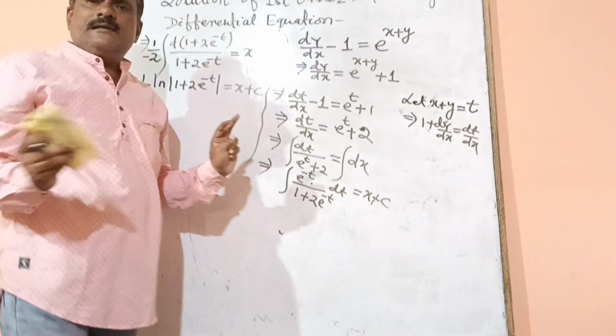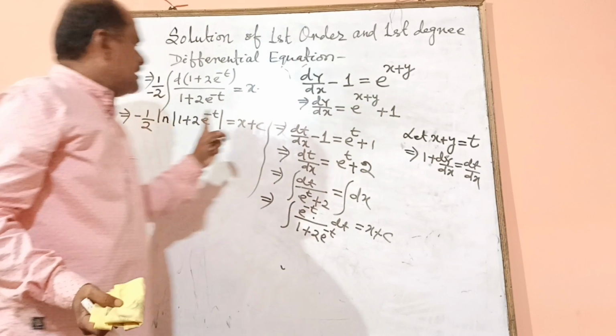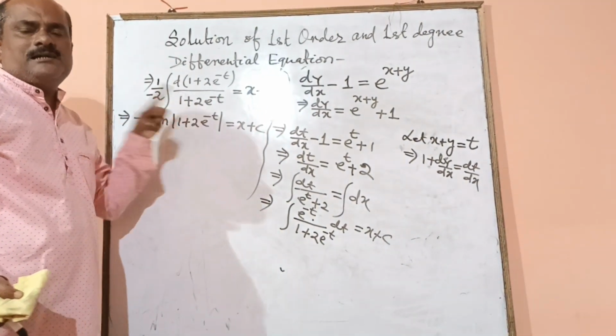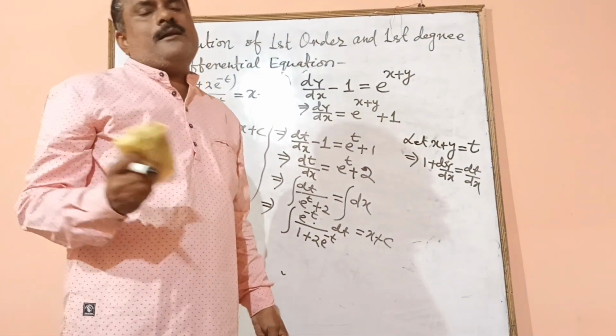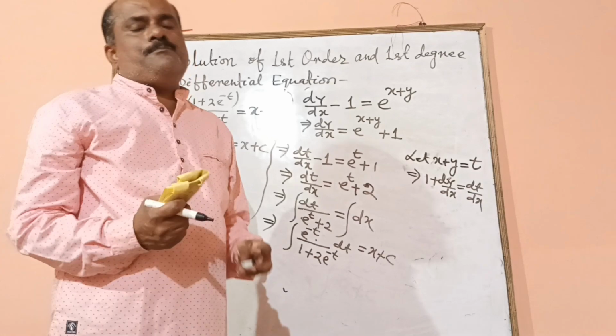Here already integration is over. Only we have to put the value of t, that is x plus y. We put here x plus y in place of t for getting the required solution. This is variable separable method.